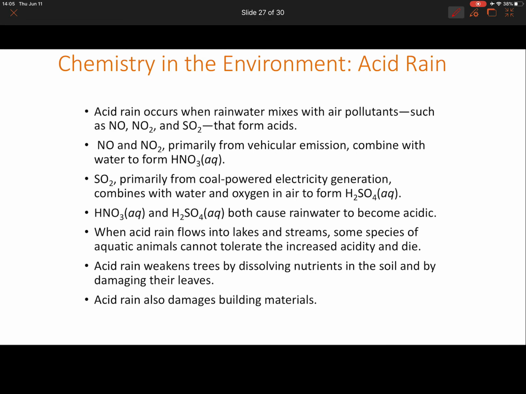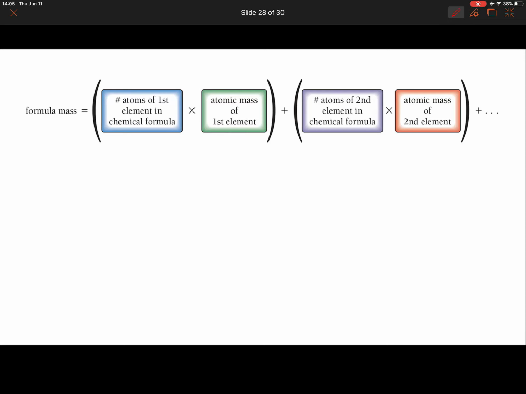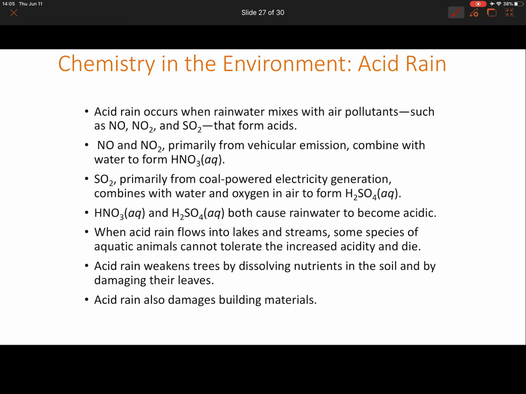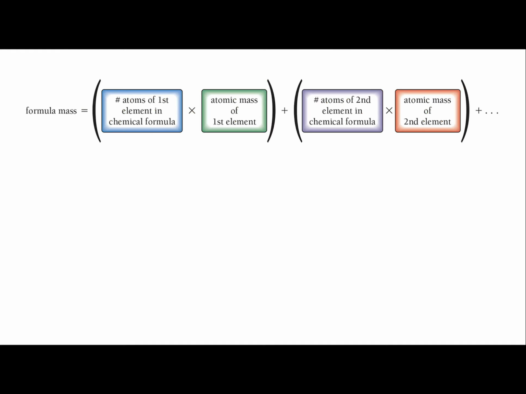Now, when the water gets acidic, it flows into streams, flows into lakes. Sometimes it raises the pH. I'm sorry, it lowers the pH. It can actually dissolve nutrients, and it can weaken trees. It can also damage buildings. I don't have a picture of gargoyles on big buildings that are made out of stone, but they start to lose their faces with the acid rain. It just kind of washes it away.